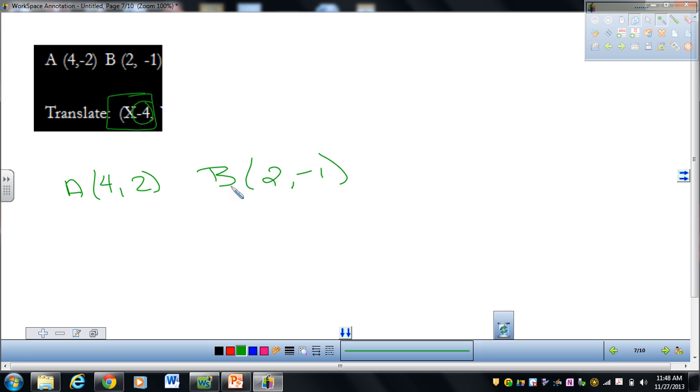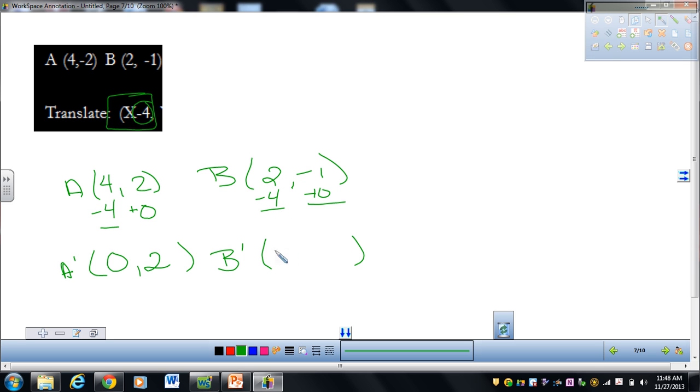Is 2, negative 1. Because it tells me to do nothing to y, I'm just going to put zeros there, just to remind me it tells me to do nothing. And it tells me to subtract 4 from x, so I subtract 4 from my x values. I know the first piece of my point is the x because x comes before y. So my A prime is going to be 4 minus 4, which is 0, and 2 and 0, which is 2. And then my B point is going to be 2 minus 4, which is negative 2, and negative 1 and 0, which ends up being the same, negative 1.